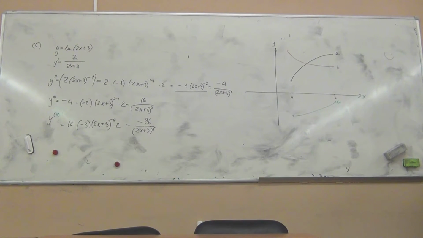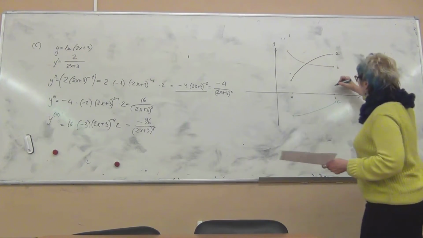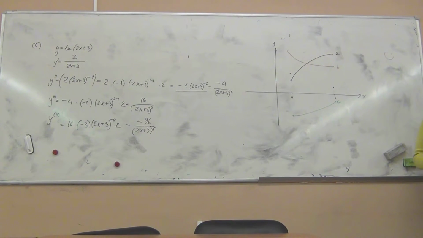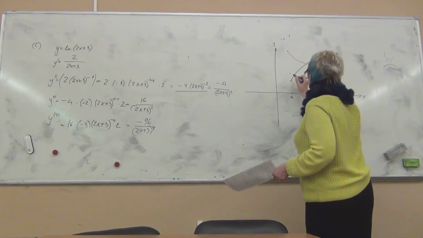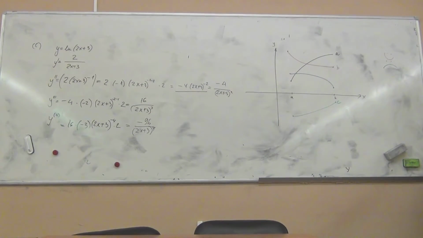The function is positive again. The first derivative is negative, which means the function is decreasing. So from A to B it goes down, decreasing. And the second derivative is negative. Like this, for example. So this is D.